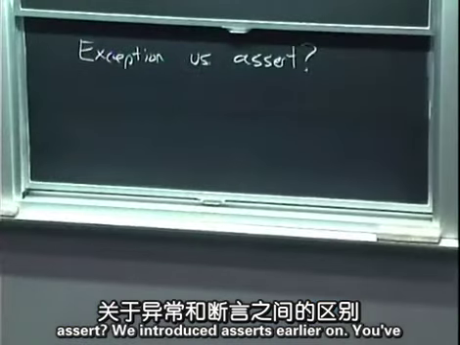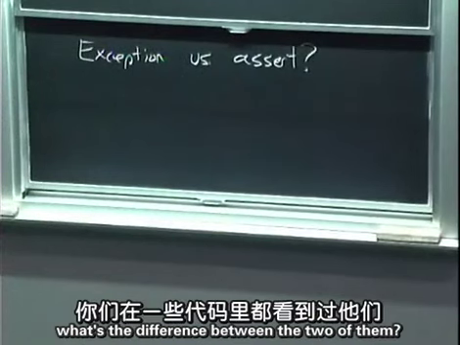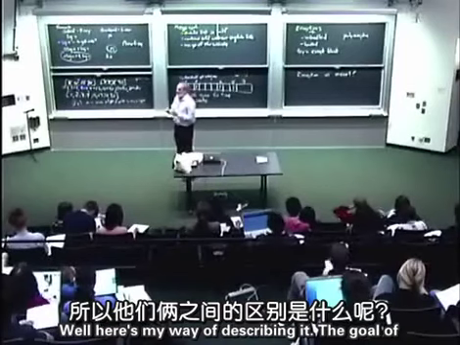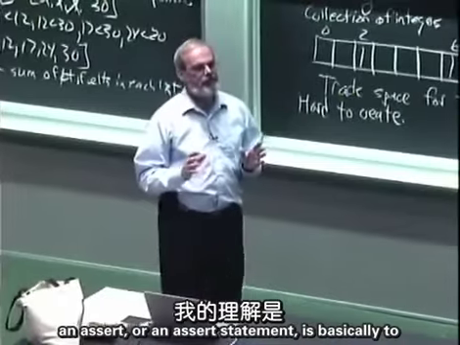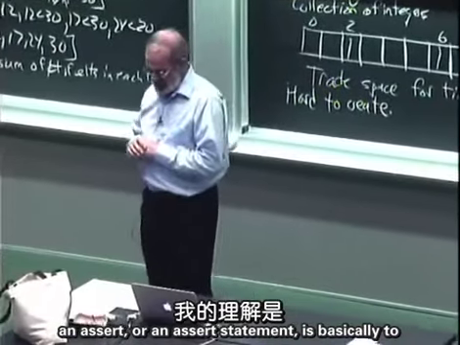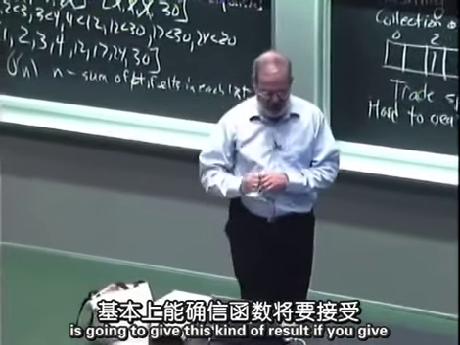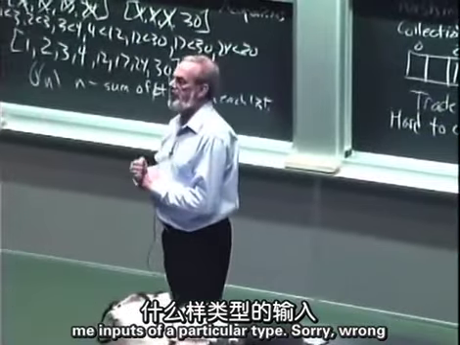All right, we introduced asserts earlier on. You've actually seen them in some pieces of code. So, what's the difference between the two of them? Well, here's my way of describing it. The goal of an assert, or an assert statement, is basically to say, look, you can be sure that my function is going to give this kind of result if you give me inputs of a particular type.